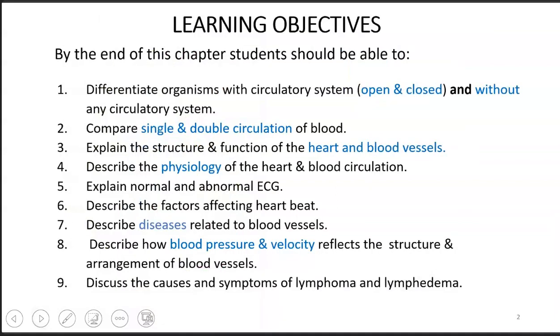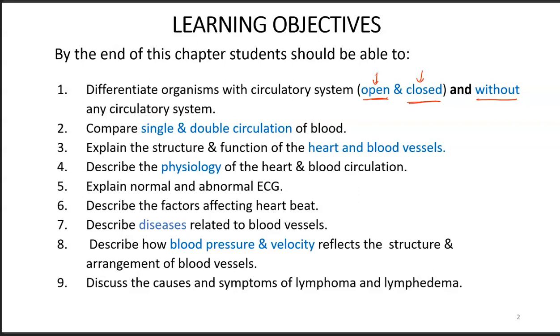These are the learning objectives of this chapter. By the end of this chapter, students should be able to differentiate organisms with circulatory systems. We have open circulatory system and closed circulatory system, and you are going to look at the difference between these two. Why do we call it open? Why do we call it closed circulatory system? And also animals that have no circulatory system.